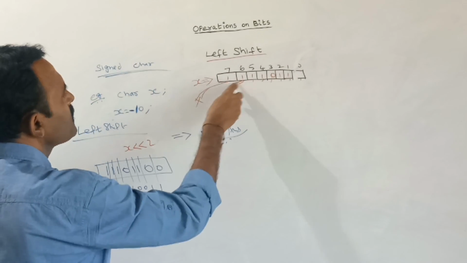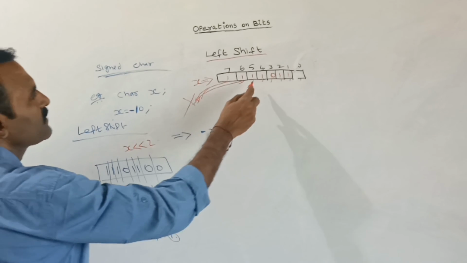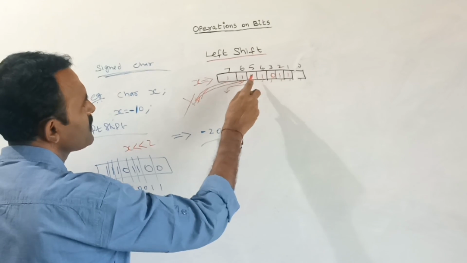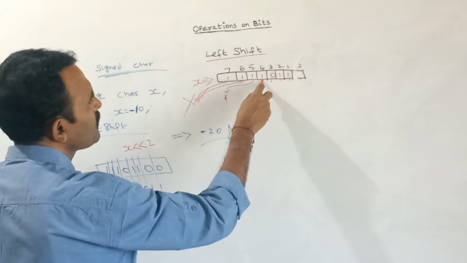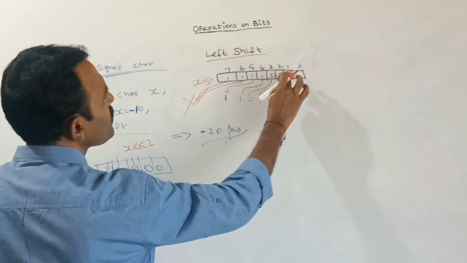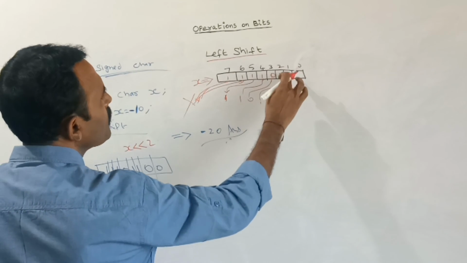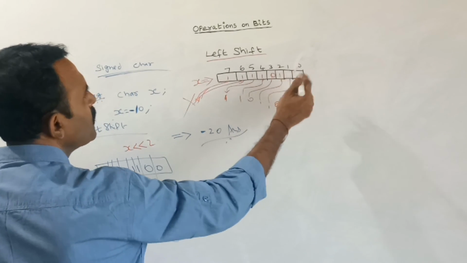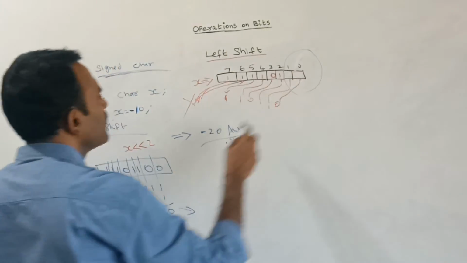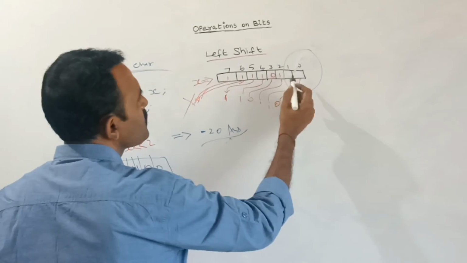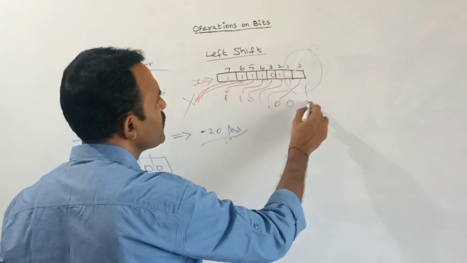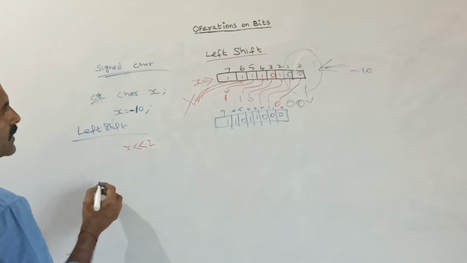the 7th position and the 6th position will be removed. Next, the 5th position goes to the 7th position, so the 5th position value, binary value 1, is shifted to the 7th position. Next, the 4th position binary value is shifted to the 6th position. In a similar way, the 0th position value 0 moves to the 2nd position, and the first position value moves to the 3rd position. If it is left shift, then the blank space will be created at the right side. Here we are shifting 2 positions, so 2 blank spaces will occur. You should fill these blank spaces with 0. Minus 10 left shift by 2, this is the result.